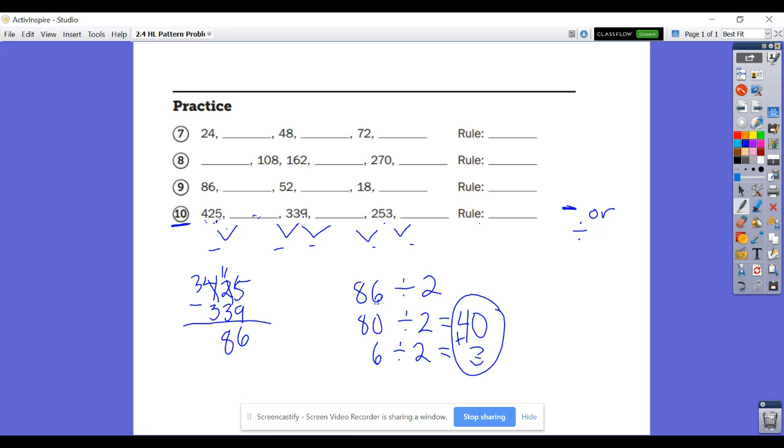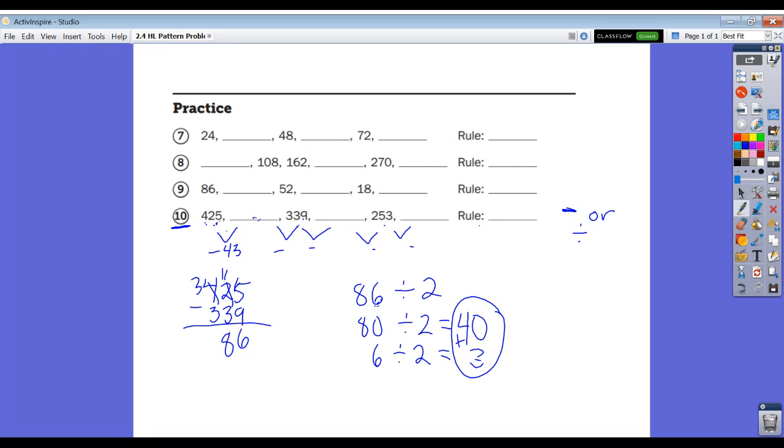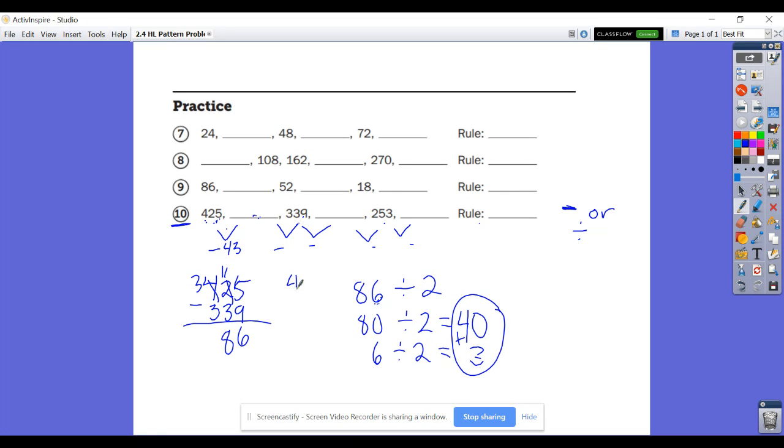Okay, so let's see if that rule would hold if we did minus 43 each time. So 425. Now I'm going to do 425 minus 43 to check if this is working. You know how to do this, so check at home. Make sure I'm not making mistakes. Teachers make mistakes too. Okay, so that would have brought me to 382, right, in between.